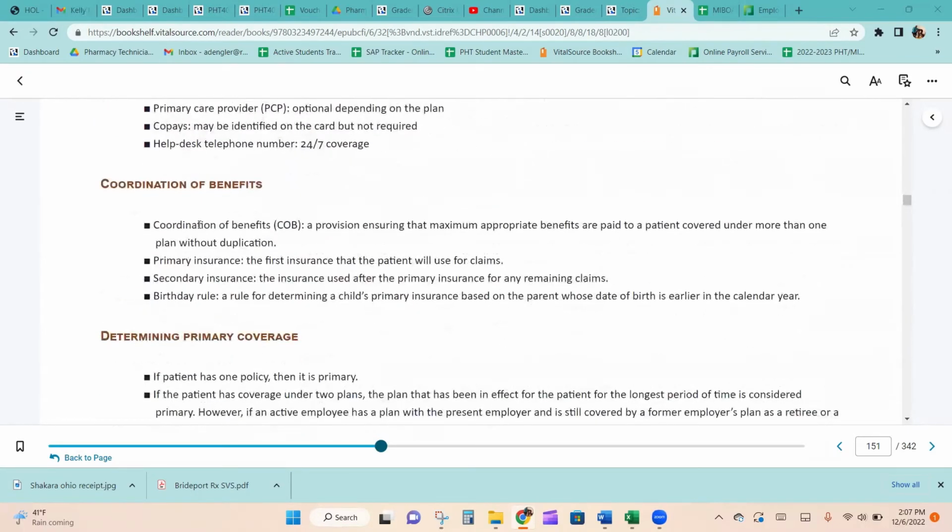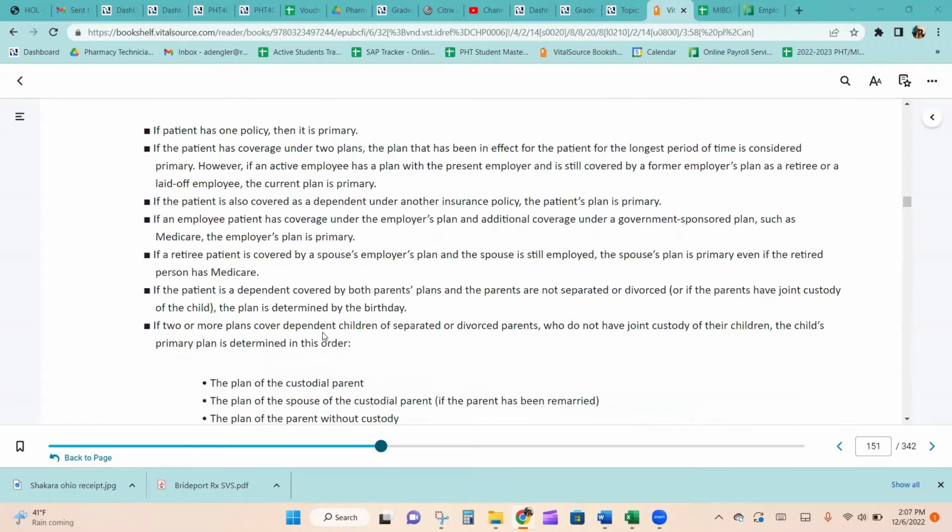Coordination of benefits, a provision ensuring the maximum appropriate benefits are paid to a patient covered under more than one plan without duplication. Primary insurance, the first insurance that the patient will use for claims. Secondary insurance, the insurance used after the primary insurance for any remaining claims. And birthday rule, a rule that determines a child's primary insurance based on the parent whose date of birth is earlier in the calendar year.